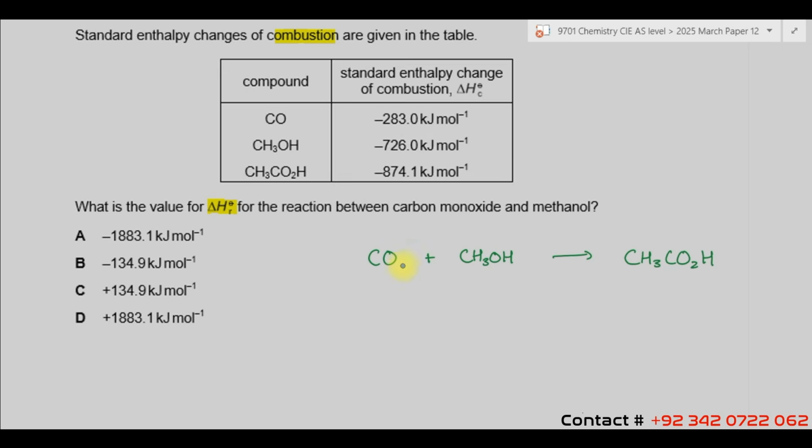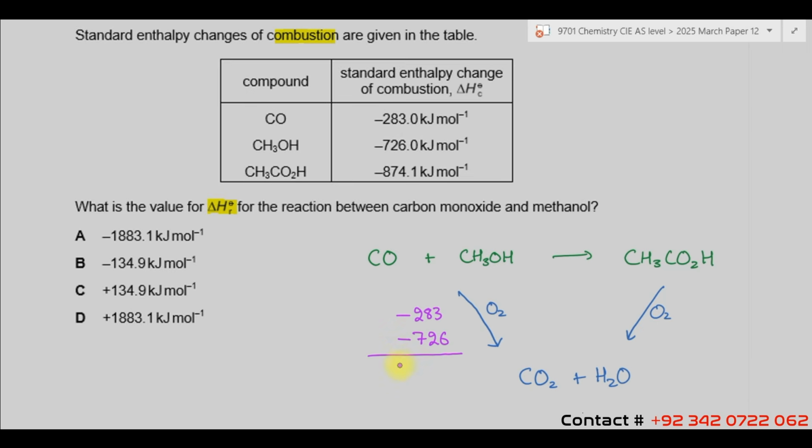Alright, so we have combustion for carbon monoxide, combustion for methanol, combustion for ethanoic acid. For combustion we need oxygen. By combustion the product is CO2 and H2O. Let's put in the values. For carbon monoxide, combustion is minus 283. For methanol, combustion value is minus 726. As each one is 1 mole, there is no change.